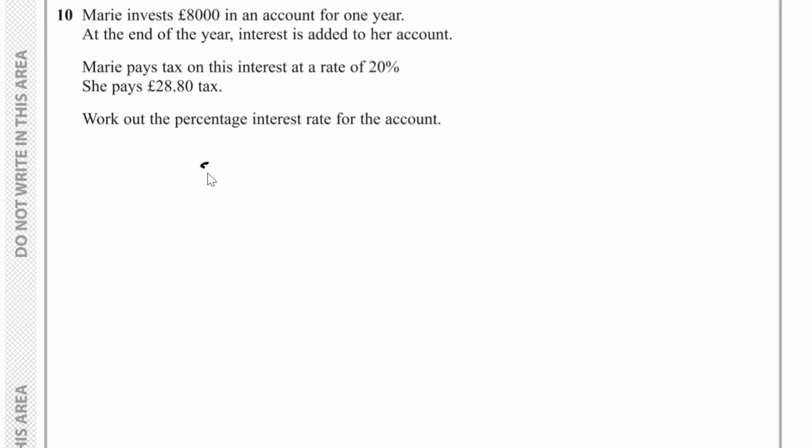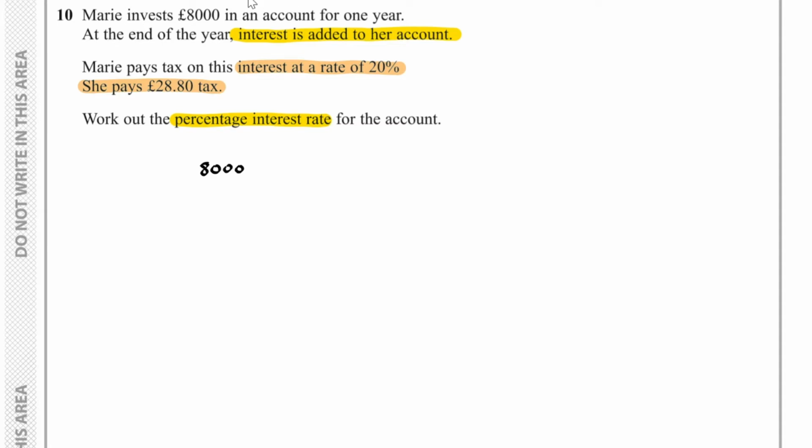We've got £8,000 over here in an account, and at the end of this year, interest is added. Now I don't know what this interest rate is. That's what I'm working out. So the percentage interest rate is what's added to her account. Now, with this interest rate, what's happening is 20% tax is being taken into account for this interest that she pays, and she pays this much tax.